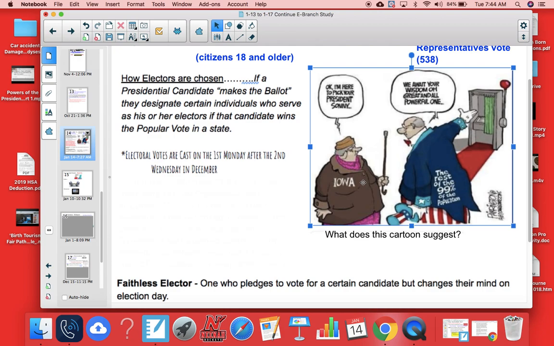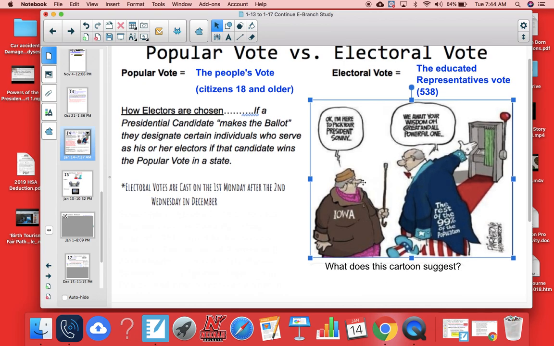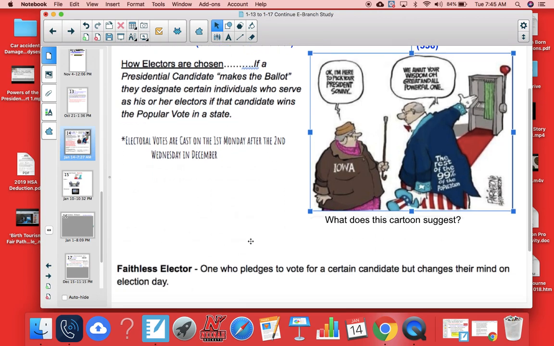So this may or may not be a good thing, but we've talked about the Electoral College being a debatable topic. Do we need it anymore? Because people originally created it, the Founding Fathers, to stop the uneducated from voting. Now, today, people are educated, so it may not be completely needed anymore.